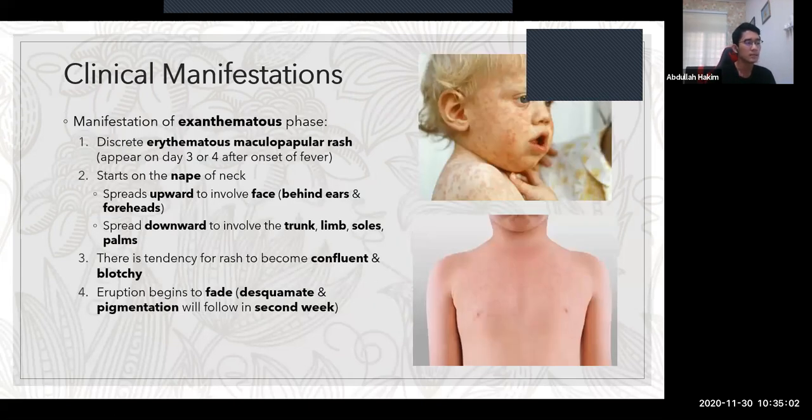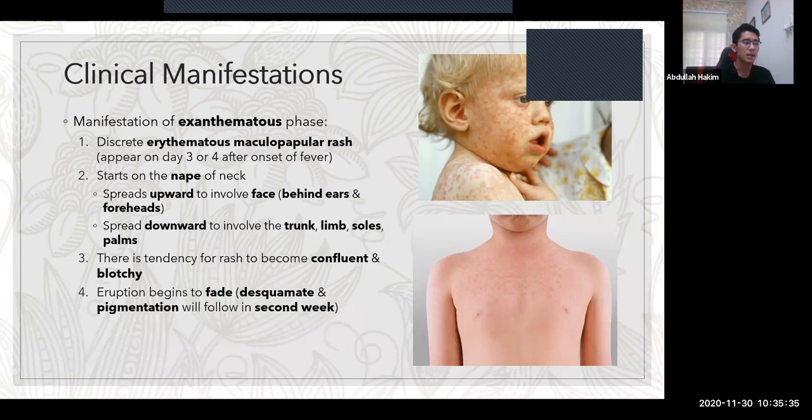The other phase is the exanthematous phase, the rash phase. We can see a discrete erythematous maculopapular rash, which may appear on day 3 or 4 after the onset of the fever. The distribution of the rash starts on the nape of the neck, and then spreads upwards to involve the face, behind the ears and the foreheads, and then spreads downwards to involve the trunk, limbs, and also soles and palms.